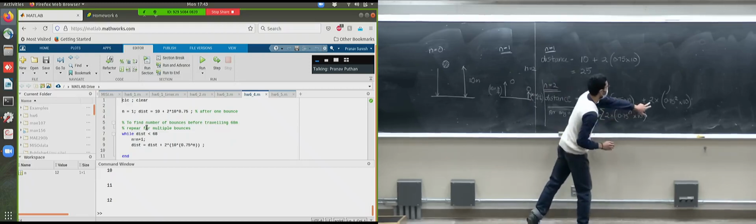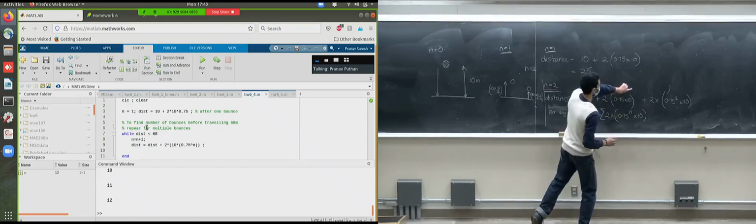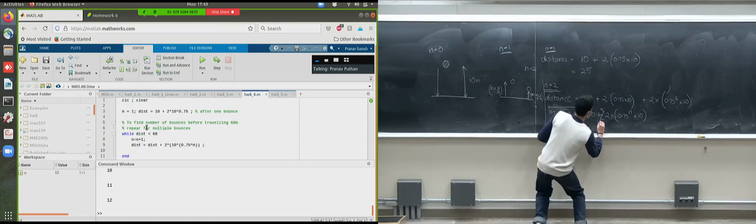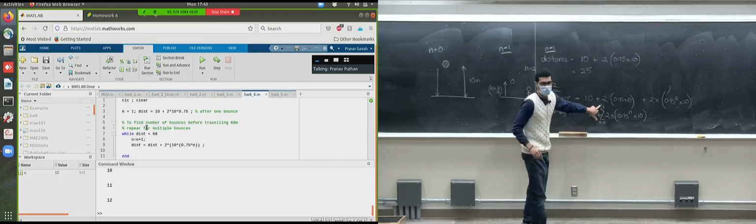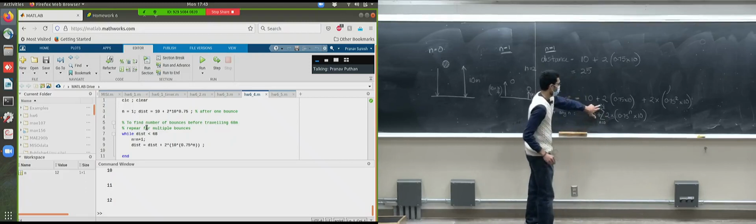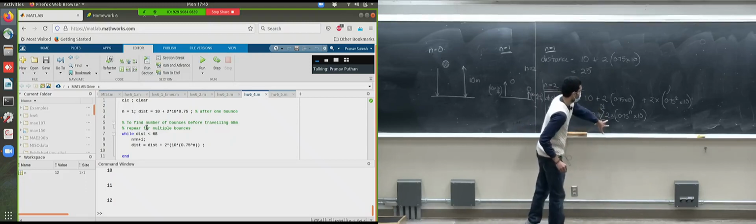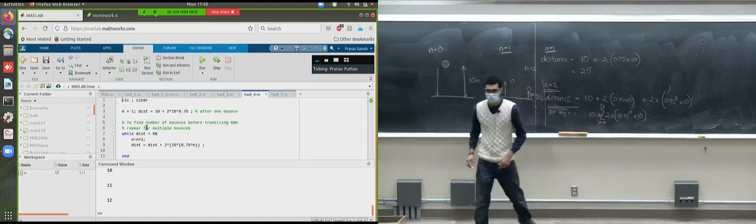So each time I'm summing over, so this is n equals 1, and this is n equals 2. So n is going from, let's say, 0 to, let's say, capital N number of times. So here capital N is the number of bounces, and each time it bounces, it's going to travel a total distance equal to this value.